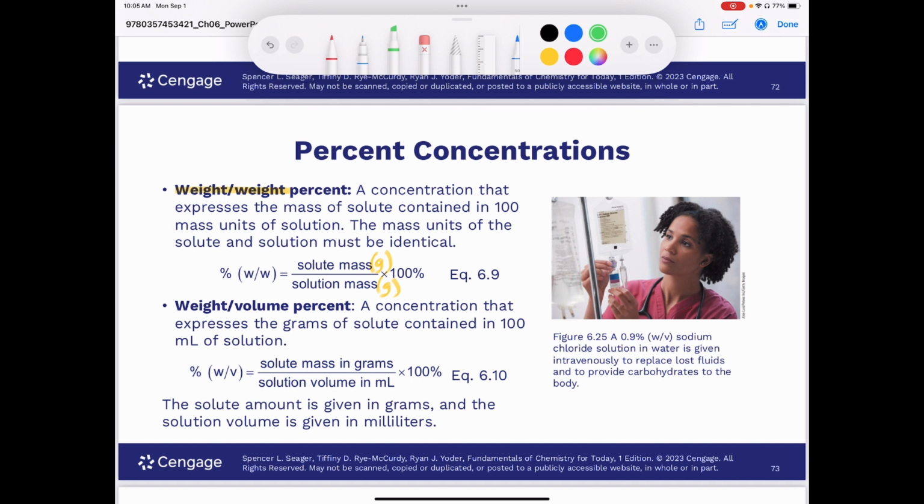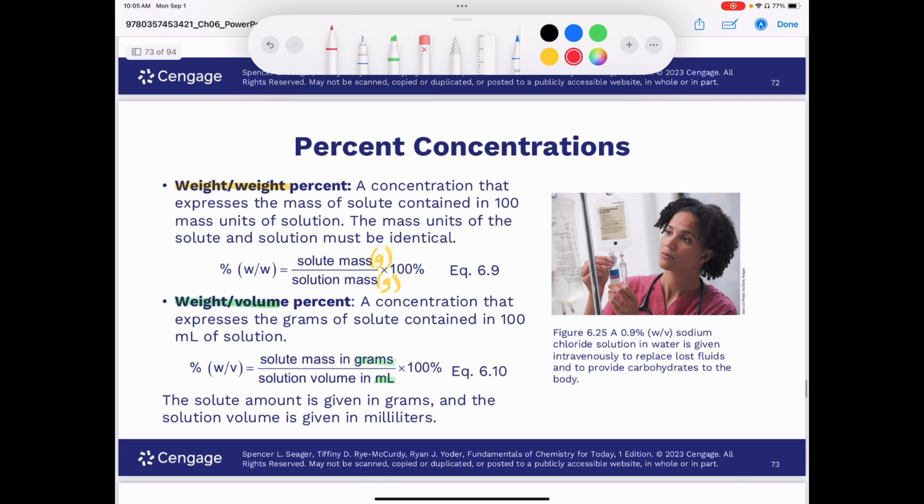And then if we want to do weight by volume percent, that's a concentration that expresses the grams of solute contained in 100 milliliters of solution. And so a lot of times we just use grams and milliliters. Okay, so grams and milliliters for weight over volume percent. I recommend memorizing these. These formulas are very good to memorize. So percent weight over weight, percent weight over volume.